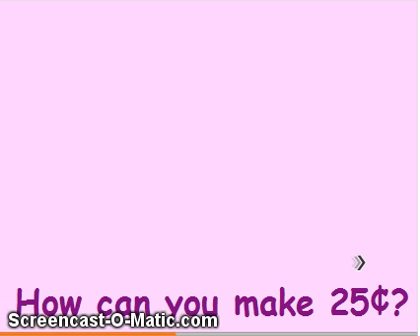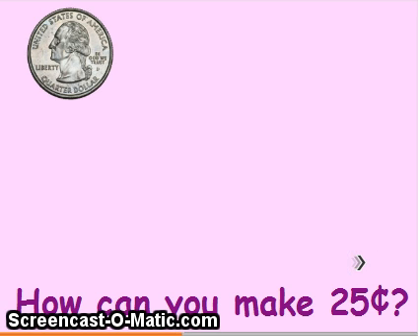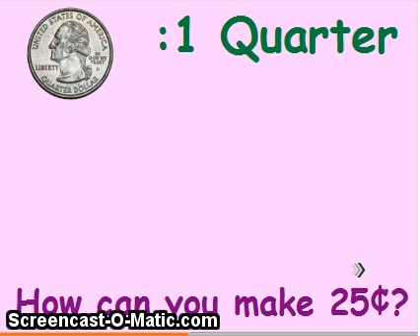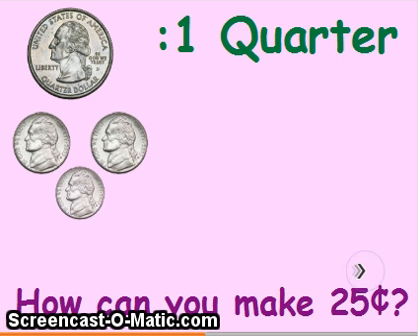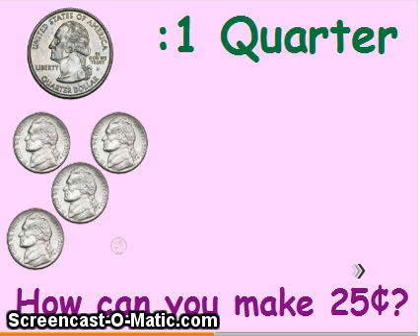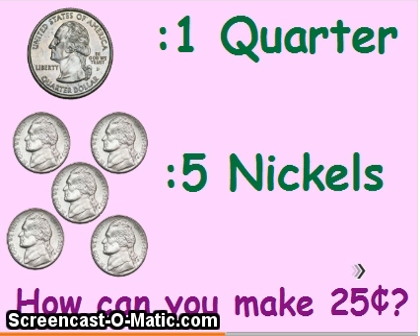Now, how can we make 25 cents? Use the coins that we have already learned to work through this. We know that 1 quarter equals 25 cents. How can we make 25 cents out of nickels? We know that 1 nickel equals 5 cents. So there's 5, 10, 15, 20, 25. 25 cents. 5 nickels equals 25 cents.